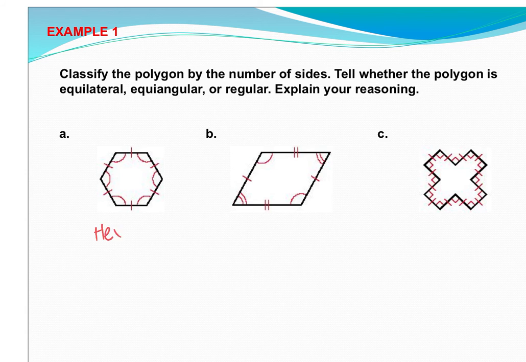Okay. Why is it a hexagon? 6 sides. Is it regular? Yes. Why is it regular? Very good. All the sides are the same length and all of the angles are the same measure. It's regular. All sides plus angles.